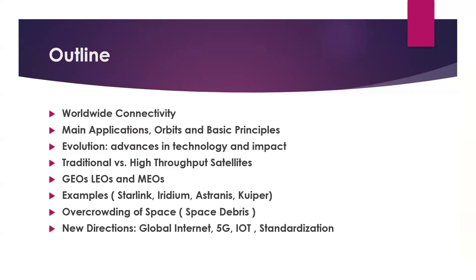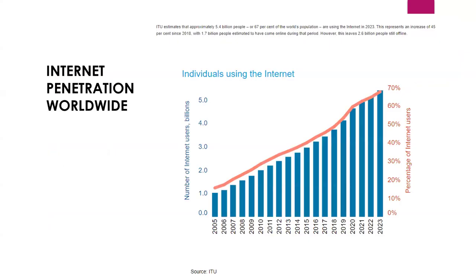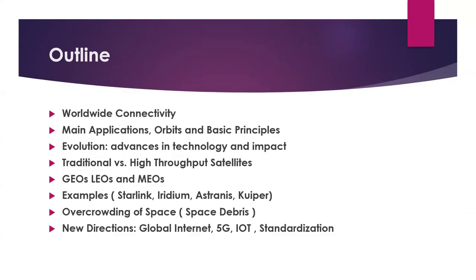Okay, so this is an outline of some of the items I'm going to cover. First, an introduction on the connectivity, which is, in a way, the objective of SATCOM: to provide connectivity worldwide. Then we're going to talk about the basics of the orbits and the basic principles of SATCOM, then a little bit on the evolution, advances in technology and their impact, and talk about some of the current satellites, the high throughput satellites and the traditional satellites.